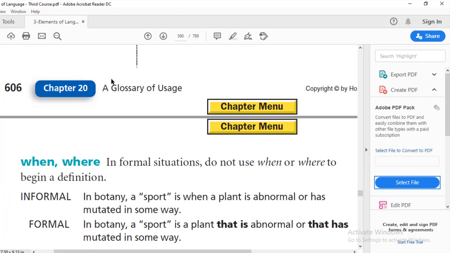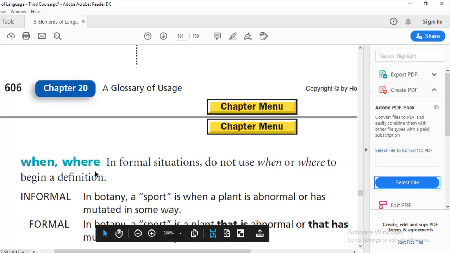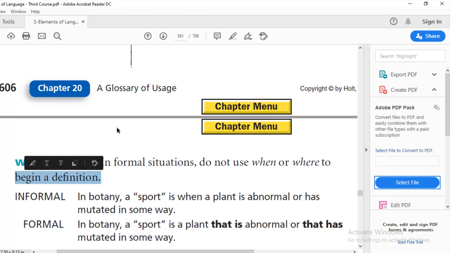"When" and "where," as we know, we use "when" for time and "where" for place. But let's have a look at this. In formal situations, in standard English, don't use "when" or "where" to begin a definition. Here we're talking about definitions, guys. We're not talking about places or time, right? So when you're trying to define something, do not use "when" and "where."